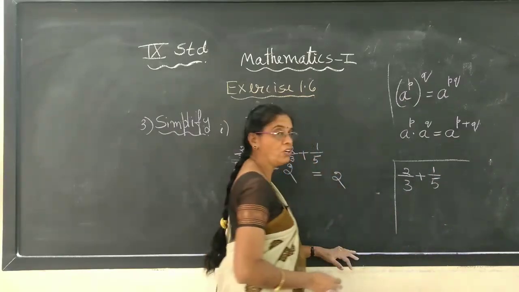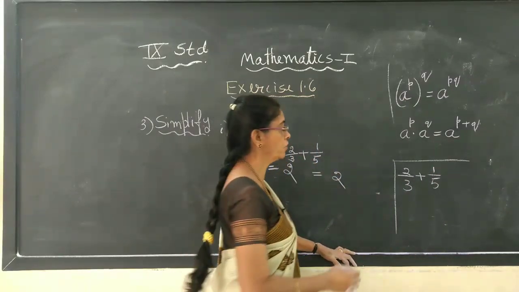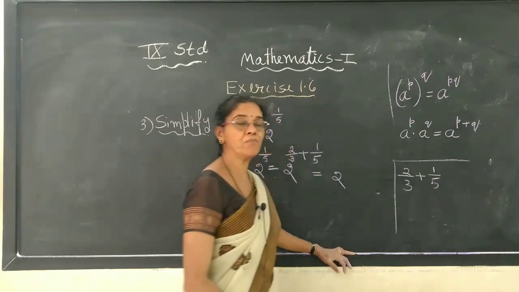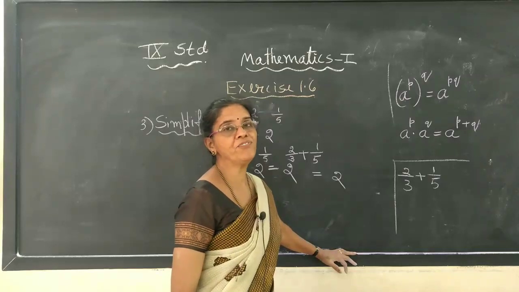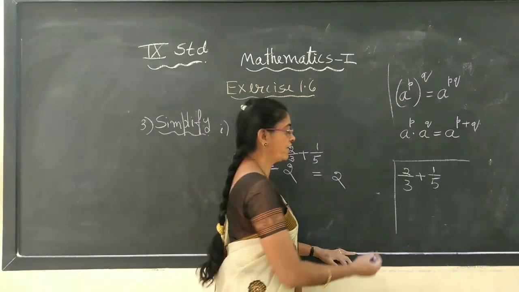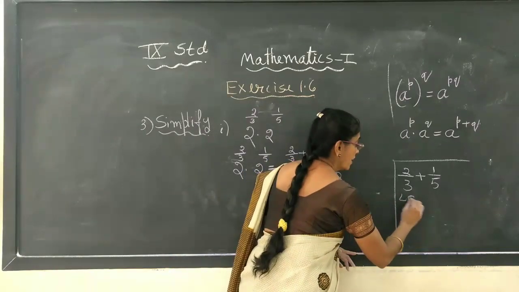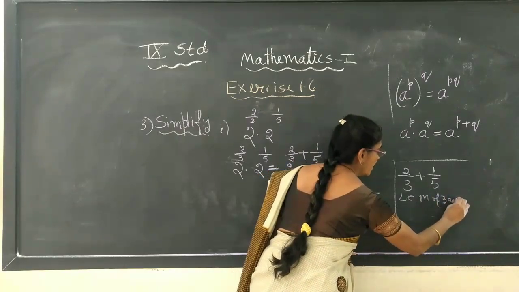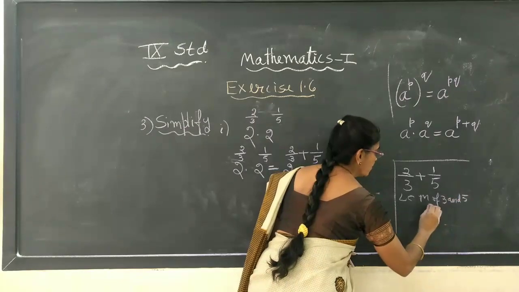You should know the addition of fractions, then only you can do it. What is the common denominator? 3 and 5. Find the LCM. 3 and 5 LCM is 15. So LCM is 15. LCM of 3 and 5 is 15.